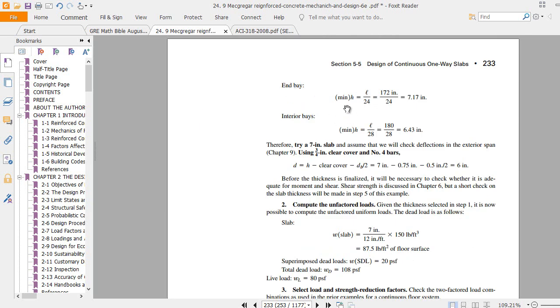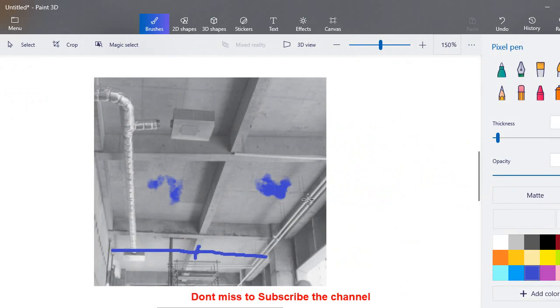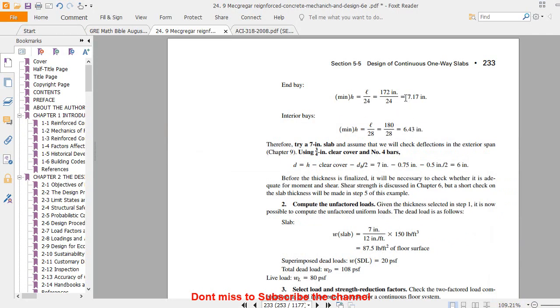So for the end bay, we have the limitation of the ACI code, that is L by 24. From that we got 7.17, and for the interior bay, this is from the ACI table, L by 28, because we have a continuous slab system. In that slab system we have an end bay and we have an interior bay. So let me show you here. You see, this is our end bay and this is our interior bay. So for this we have L by 24, and for this we have L by 28. We have to choose the maximum one, so this one will govern, that is 7.17.